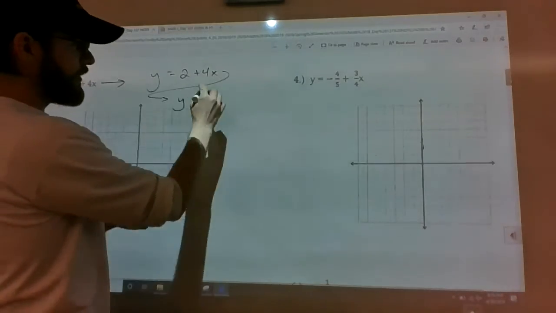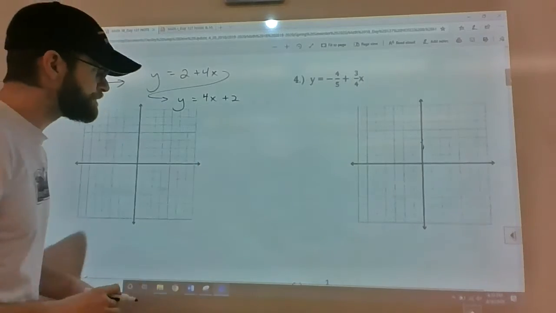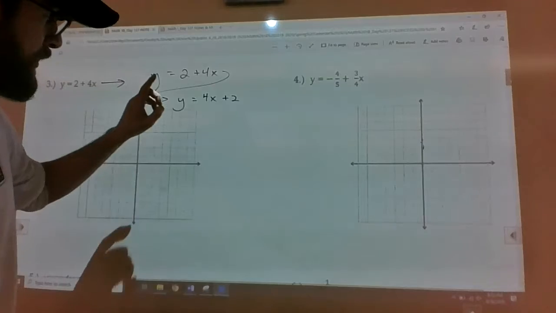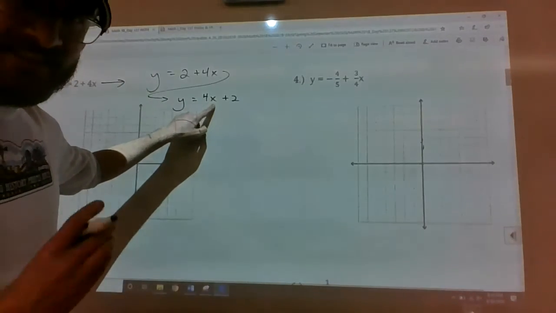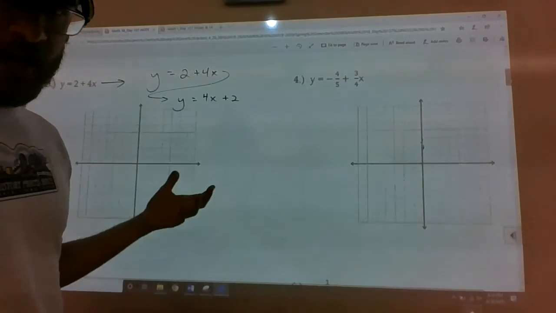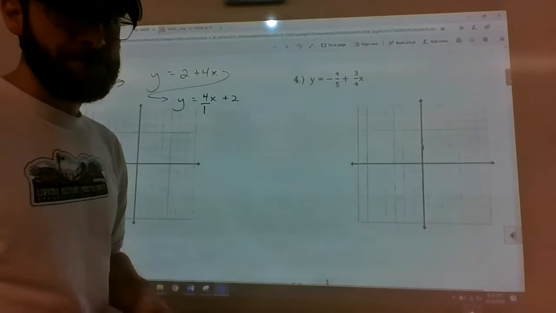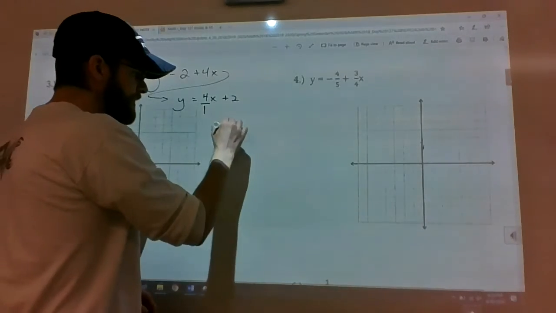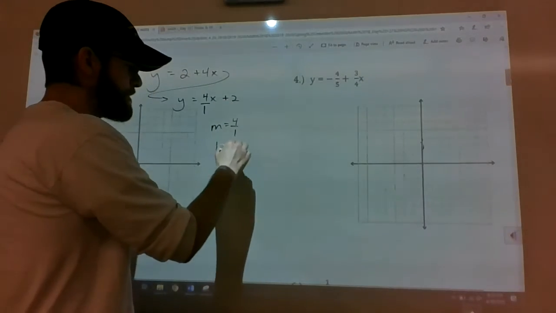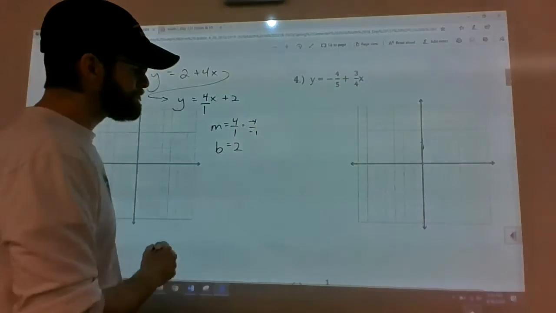Remember, if we reverse the order of these using the commutative property, we can call it 4x plus 2. And if that doesn't show it enough for us, we can also say the x term, that's the slope. So I need it to be in fraction format. If it's not already a fraction, I can easily make it a fraction by putting 4 over 1. Now I've got my m, and I've got my b. I can also call m negative 4 over negative 1.